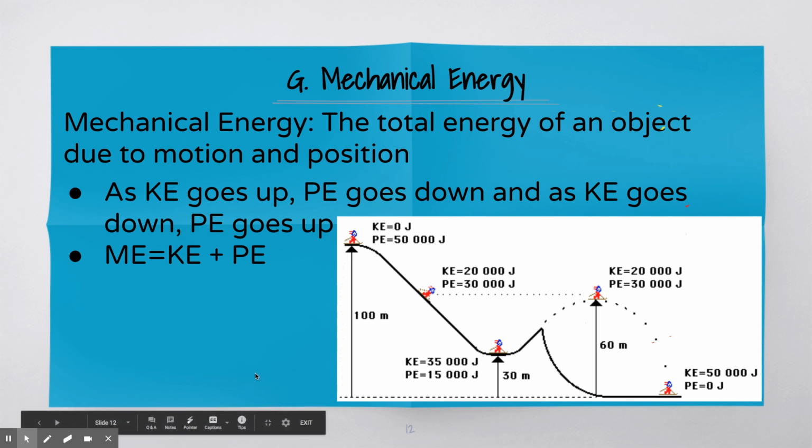All right, so those are your notes, your big ideas. Kinetic energy is the energy of motion. Potential energy is stored energy. And the mechanical energy is the total amount of energy that an object has due to its motion and its position. And that total amount always stays the same.